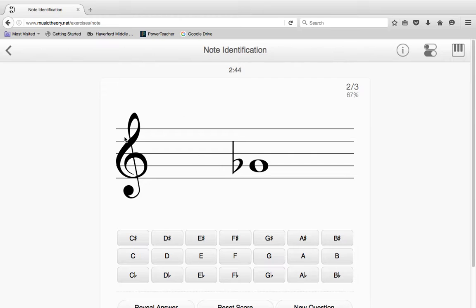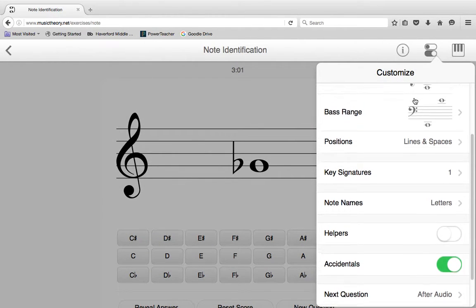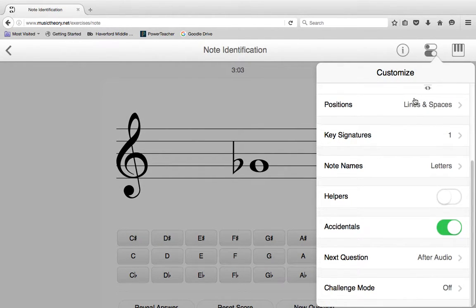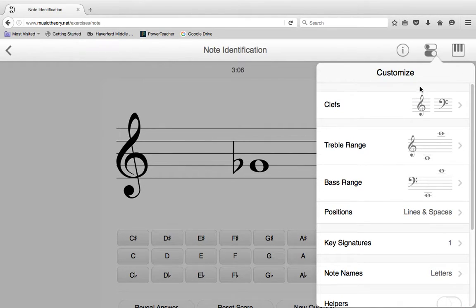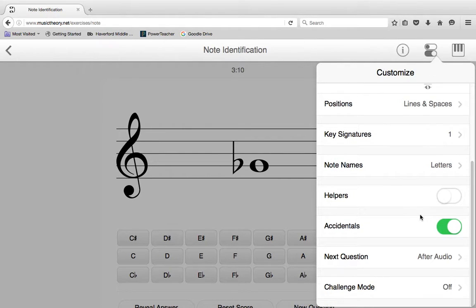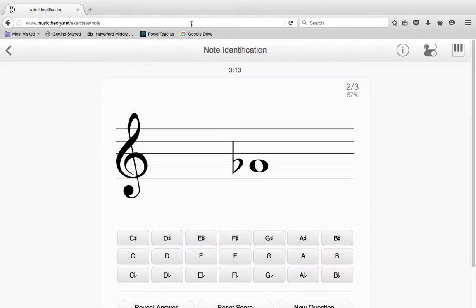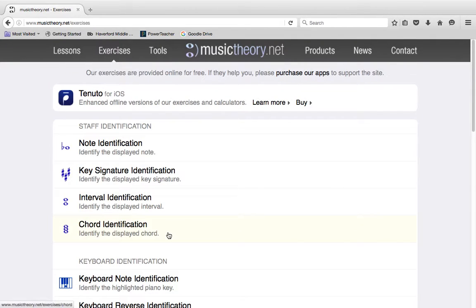This note identification is definitely on the music theory test. On every test that you get, I will be testing you on note identification. So this game is a great game to play so that when you look at notes, you can name them right off the bat. You don't have to spend too much time in your test thinking about what these notes are. Again, you can customize it up here, make it harder or easier for you, whatever you think that you're best at. But in my class, we will do both treble clef and bass clef, and you will be using the accidentals.